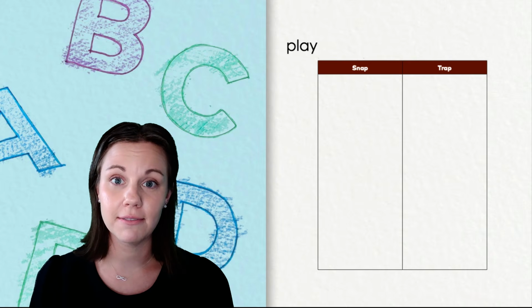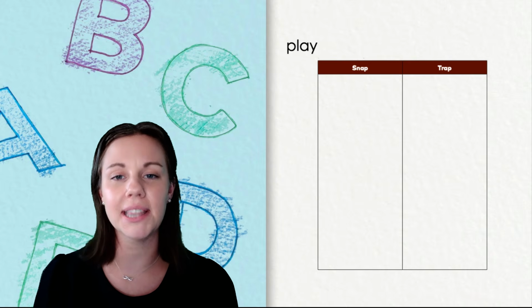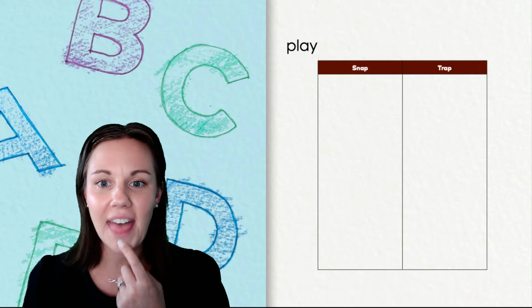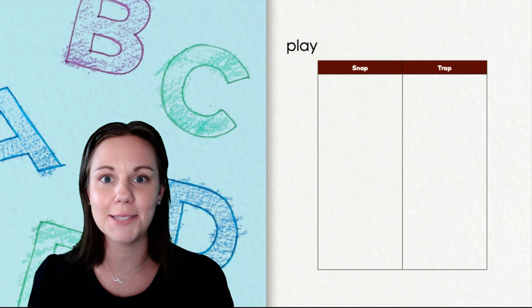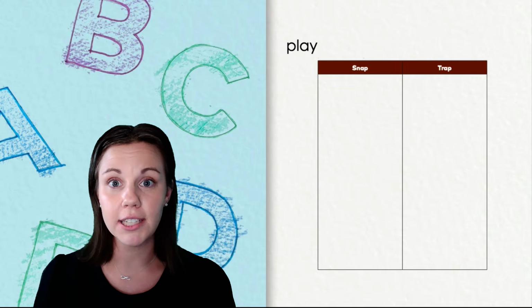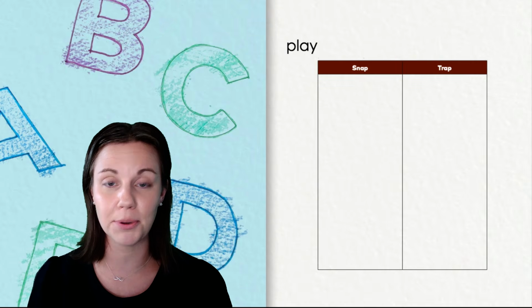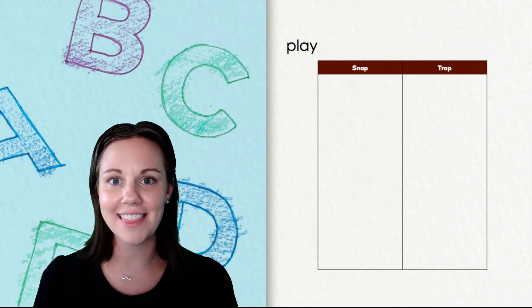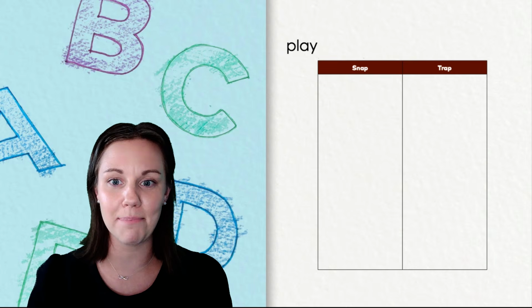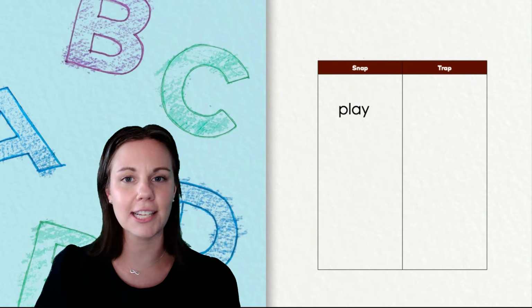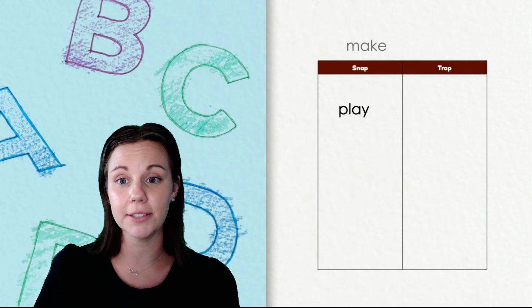This first word says play. I'm noticing that AY spelling pattern. It's coming at the end of the word just like we've learned previously. Play. I think that's a snap. Let's see if our next word is a snap or trap word.